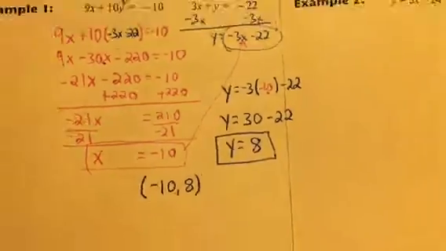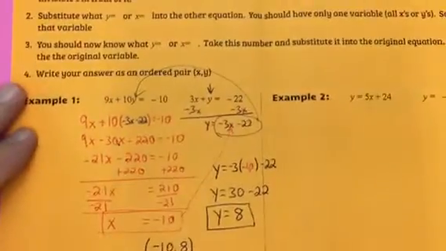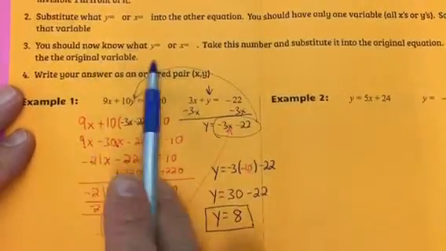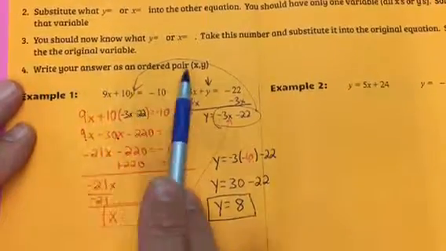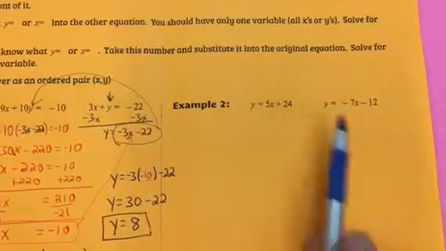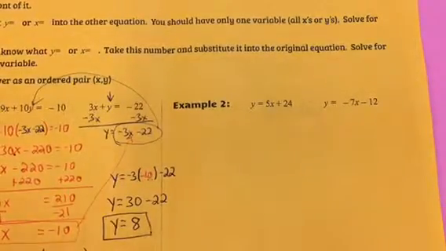All right, let's zoom back out. Take this number and substitute and solve for the original. Yeah, we got that. Write your answer as an ordered pair, x, y. We're done. Now, what happens when you have something that looks like this? Let's try it out.